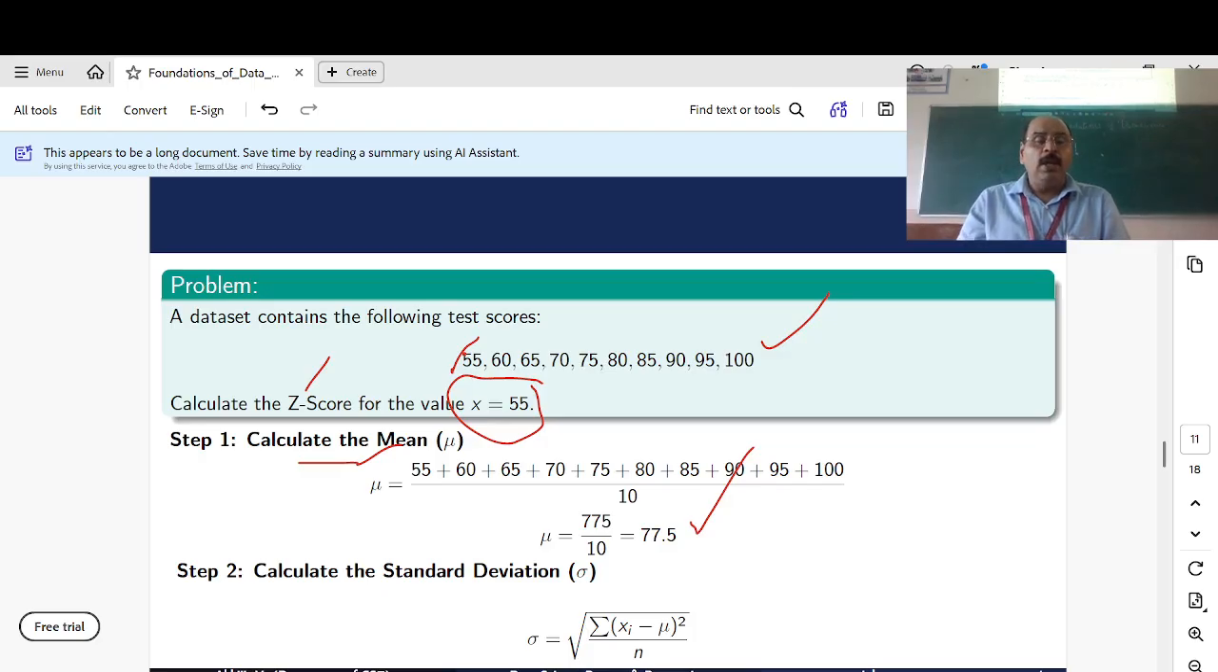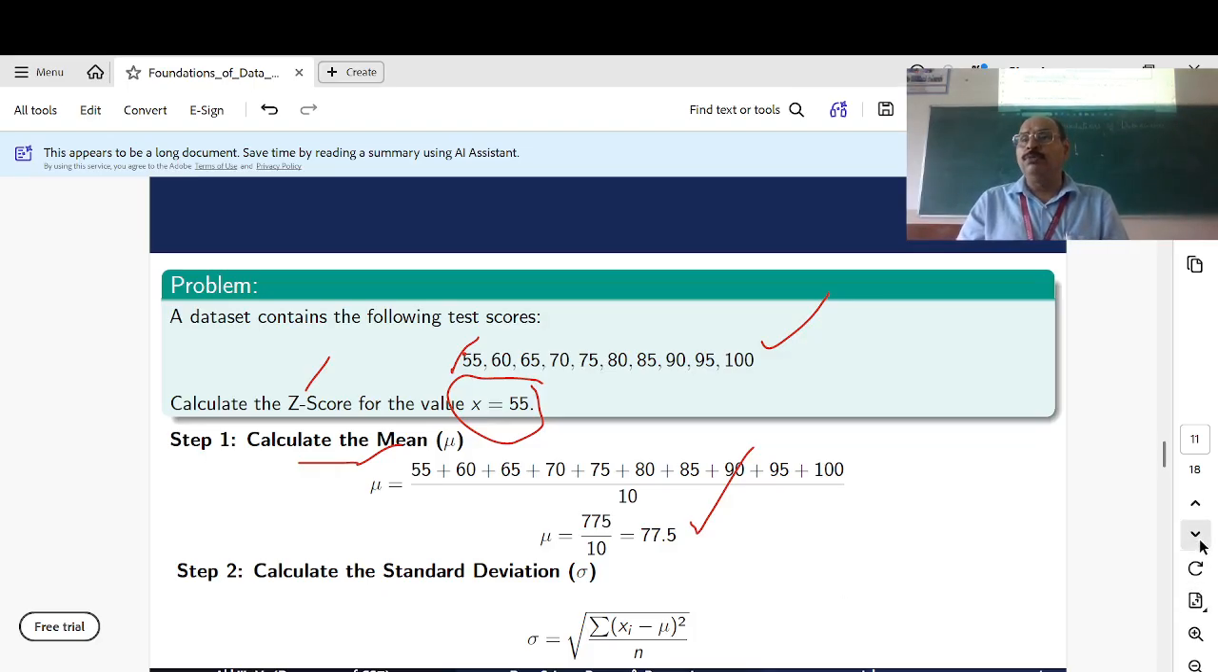Okay. Now how will you find the standard deviation, sigma? It's very easy. It is the sum of the squares of the differences between individual data points with respect to the mean, the whole divided by the number of values, square root.